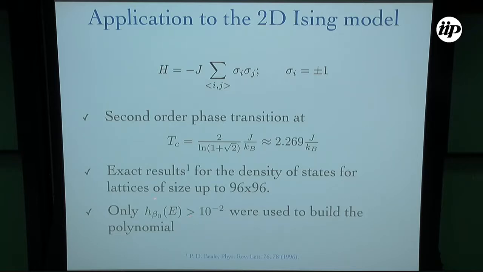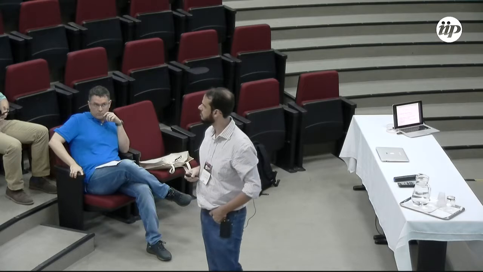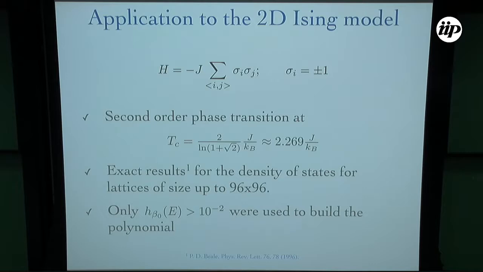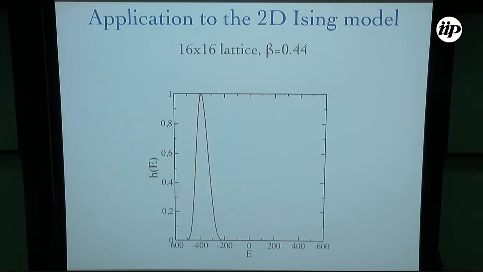The process here is the following. I will set the maximum value of the histogram to 1, and all values smaller than 10 to the minus 2, I will throw them away. Okay, so I will have coefficients that span 2 orders of magnitude instead of 2,000 orders of magnitude, and consequently a much smaller polynomial degree.